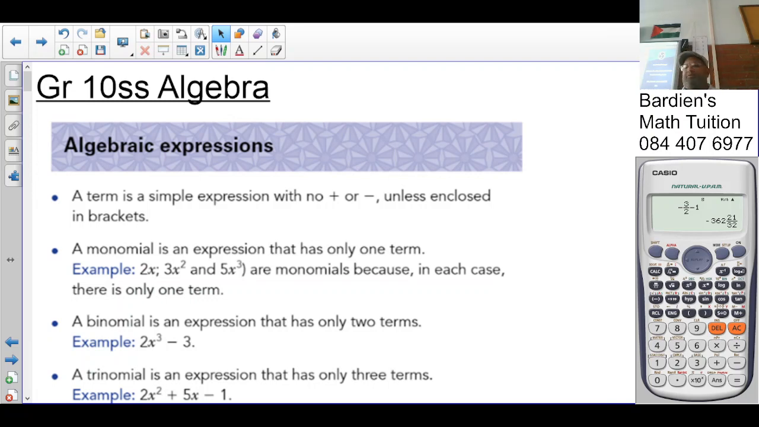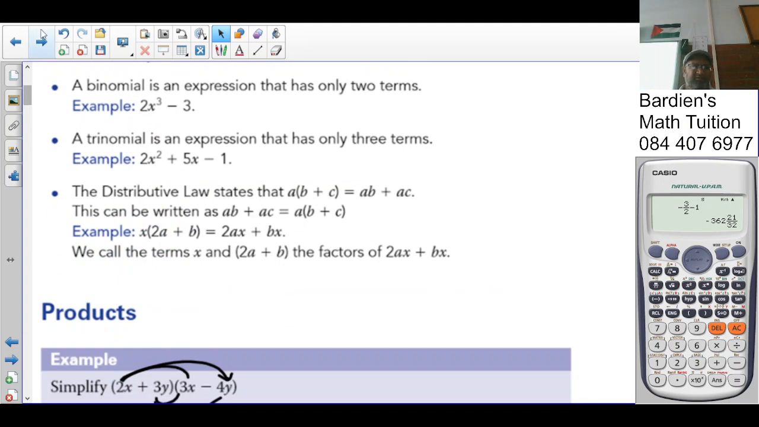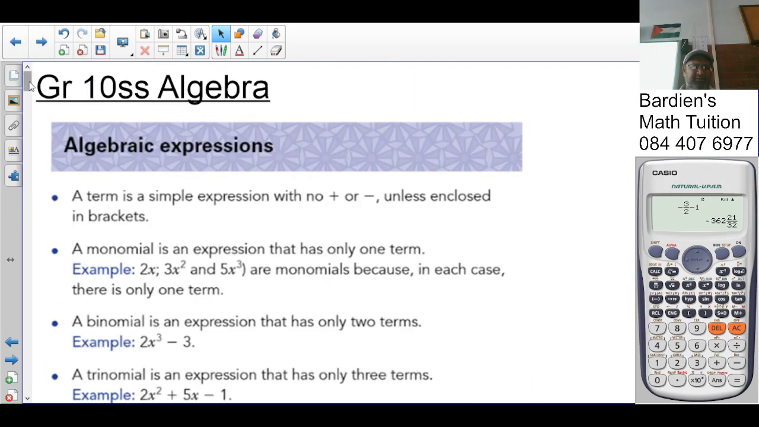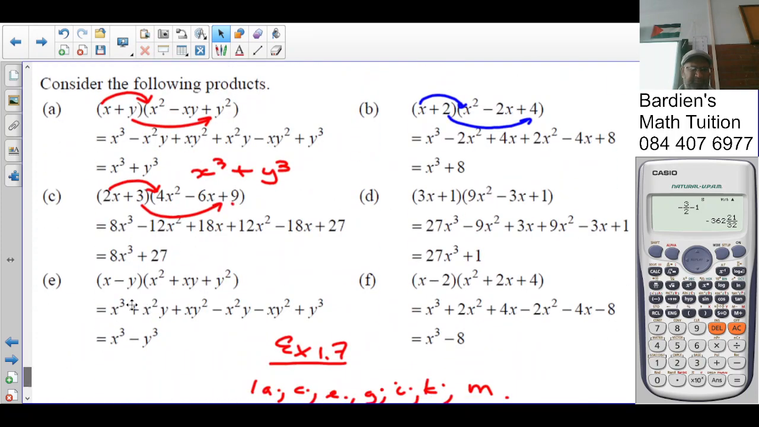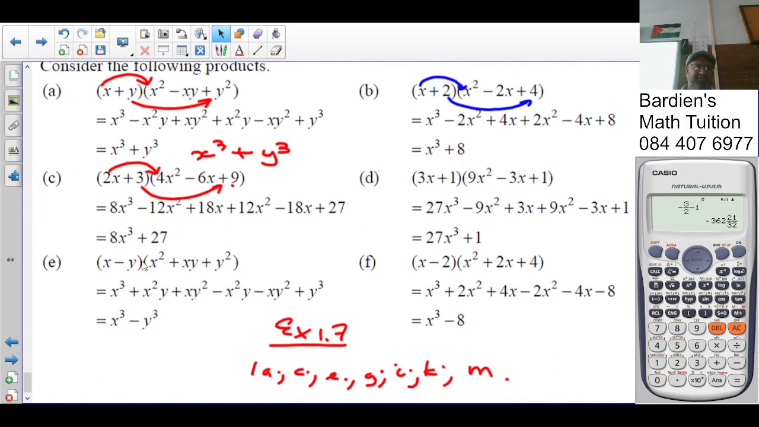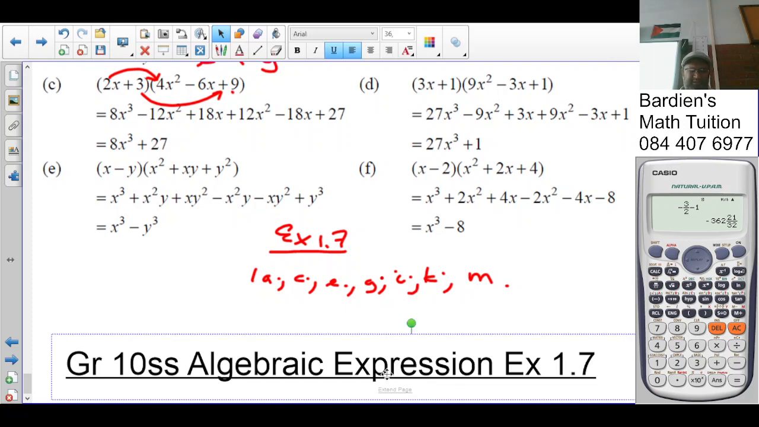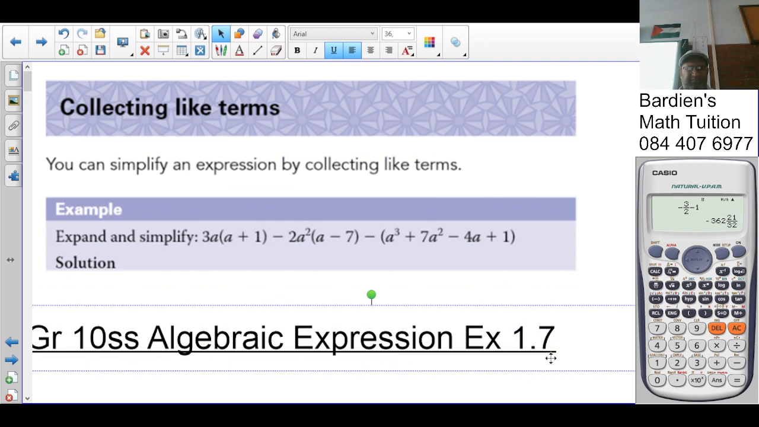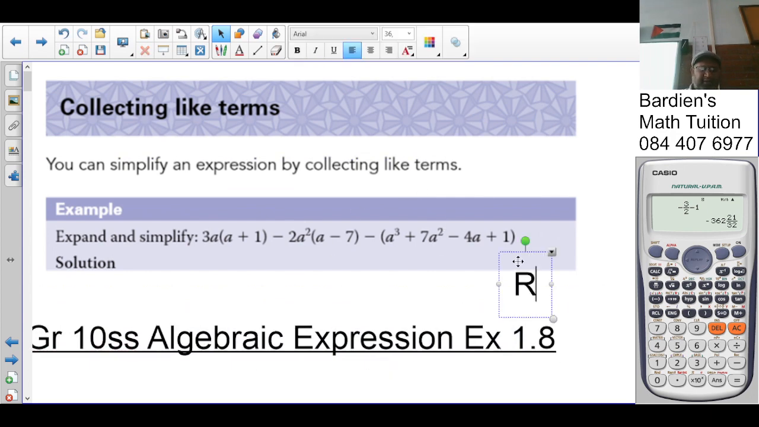Okay, good morning class. At this point we're looking at algebra. We're busy with exercise... Yesterday we looked at the sum and difference of cubes, not so? Right. So today we're going to look at exercise 8, collecting like terms. You can write that as your heading, collecting like terms, and this is the example on page.